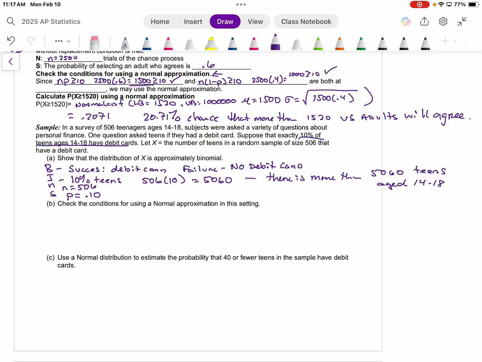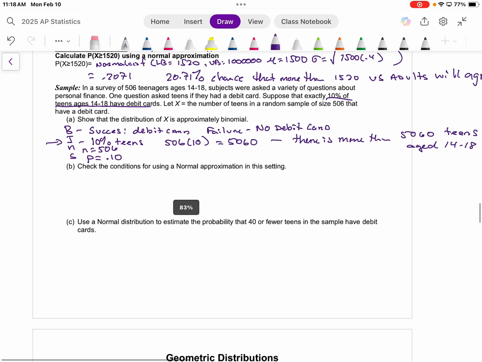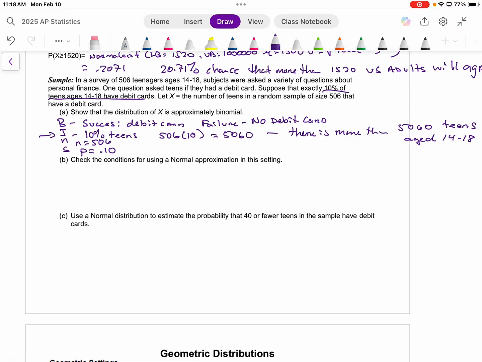Again, we did the 10% for teens because we used it for independence. They didn't say the teens were put back in. We don't know if they're independent of each other, but that's why we did the 10% clause for independence on that one. So now, check condition. We meet the binomial. Now we say, can we meet the approximation?